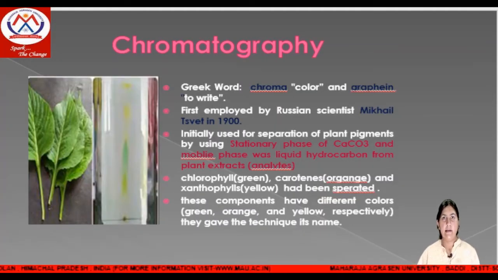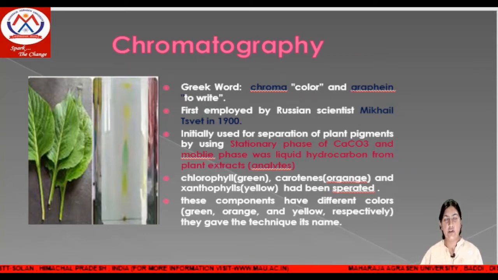Chromatography basically is a Greek word which means writing in color form. It is made up by the union of two words: first is chroma, other is graphein. Chroma means color and graphein means to write. This technique was first employed by the Russian botanist Mikhail Tswett. It was first developed in 1900. Initially, it was used for the separation of plant pigments from the leaf of a plant.